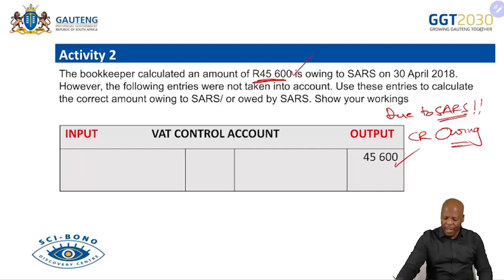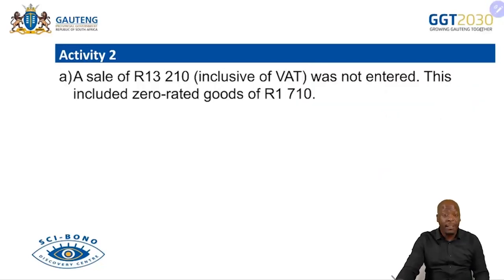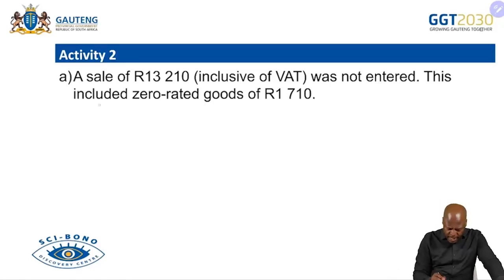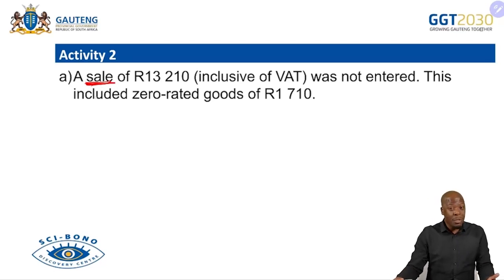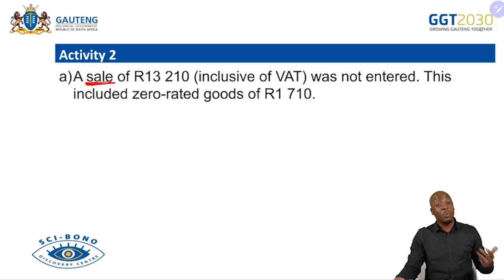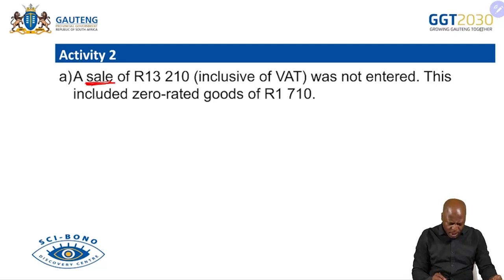Let's quickly look at now adjustment A. It says, a sale. So once I hear the word sale, because now I'm dealing with a VAT control account, I should be able to distinguish between input VAT as well as output VAT. So already I know this, because it is a sale. A sale is what? Input or output? Because they're going out. So a sale becomes output VAT. So already I know this is going to be on my output VAT.